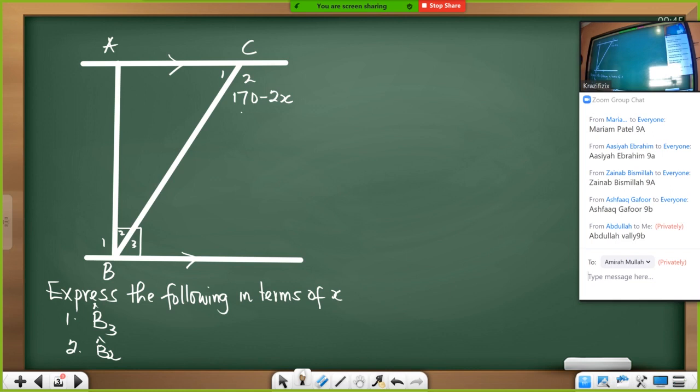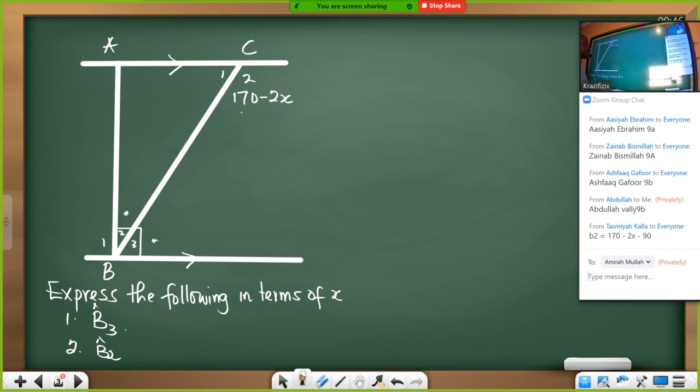Let's look at the next question now. We are given this, and it says, express the following in terms of x. When they say in terms of x, it means x must be part of your answer. You don't need to solve for x. I'm looking for B2 and B3. What do you think B2 would be equal to? Or which one do you want to find first? The first one says B3.